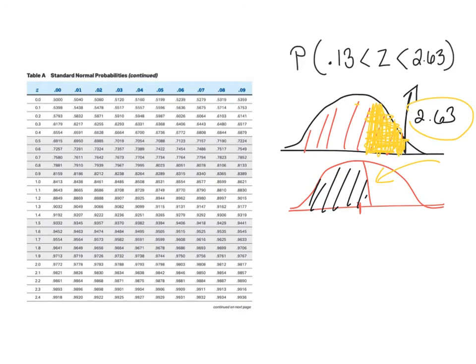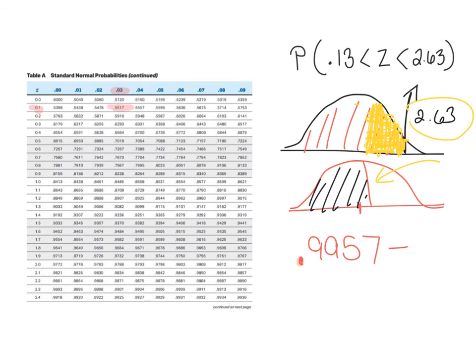Okay, so I am going to find the 2.63, which is on my other table. So I'm just going to say you look on yours and find it. I think it corresponds with 0.9957. And then I need to subtract the one area that corresponds to 0.13, which here's 0.1 and here's 0.03.